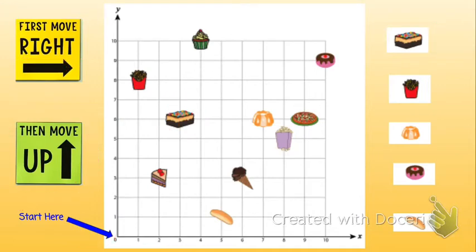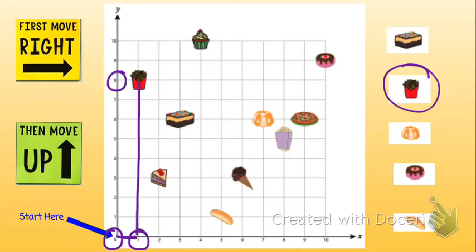All right, let's see if we can locate another item. Let's go ahead and see if we can find these fries. Again, I start here at my origin. I'm going to go over 1. And then I'm going to go up 8. So my actual point is, and I always put parentheses, how far I went to the right. That's 1. And then I put a comma. And then it's how far I went up. That's 8. So my actual point is 1, 8.